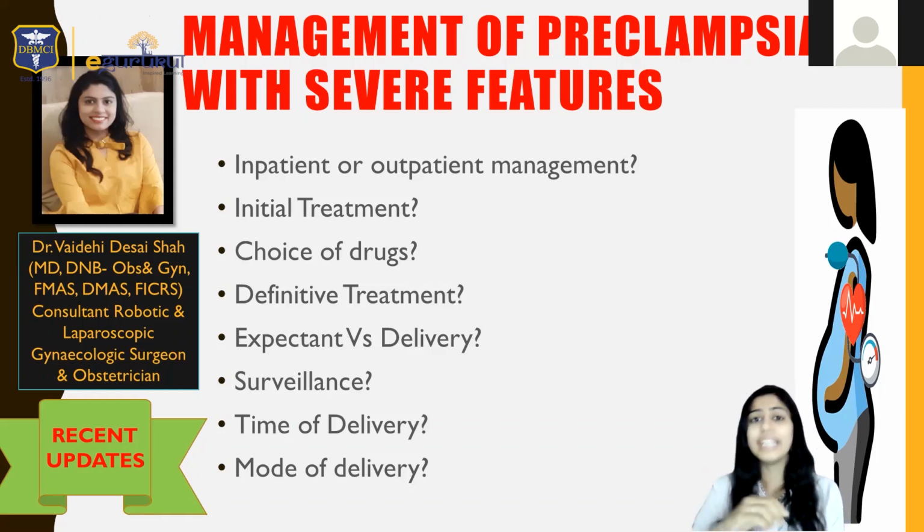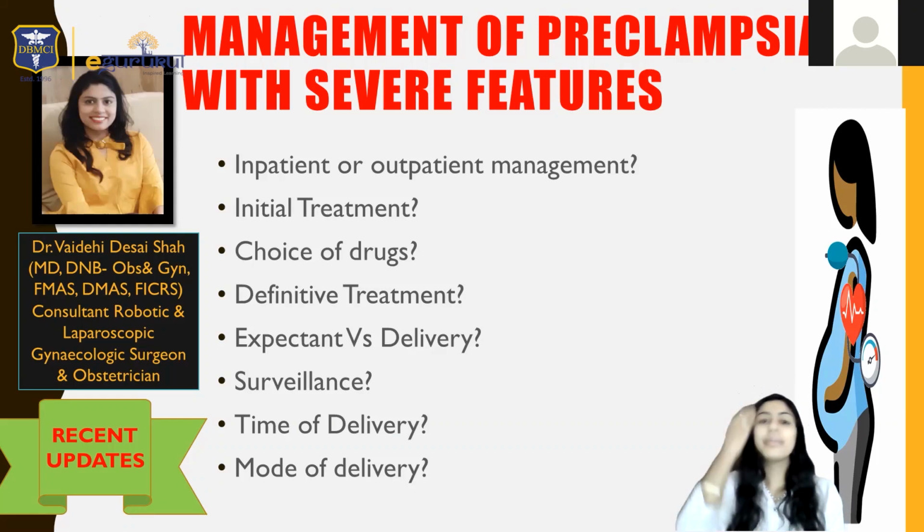All right. So the latest NICE guidelines of 2019-2020 have come up with a target blood pressure goal in hypertension in pregnancy of 135 by 85 millimeters of mercury. Whenever the blood pressure is in that range, we can say that we have optimally controlled the blood pressure of the patient. Now what to do? What is the definitive treatment for preeclampsia with severe features?